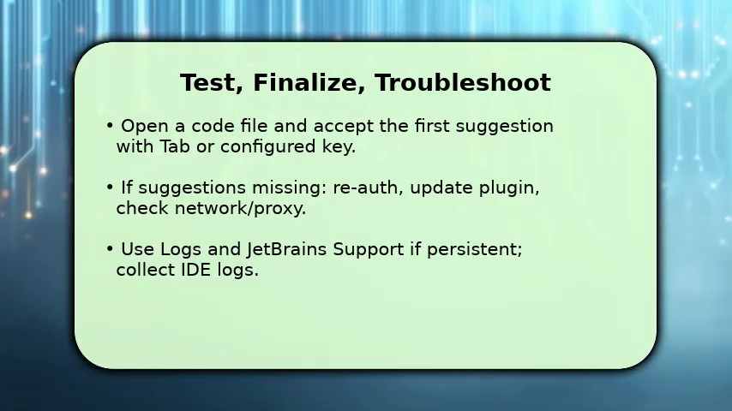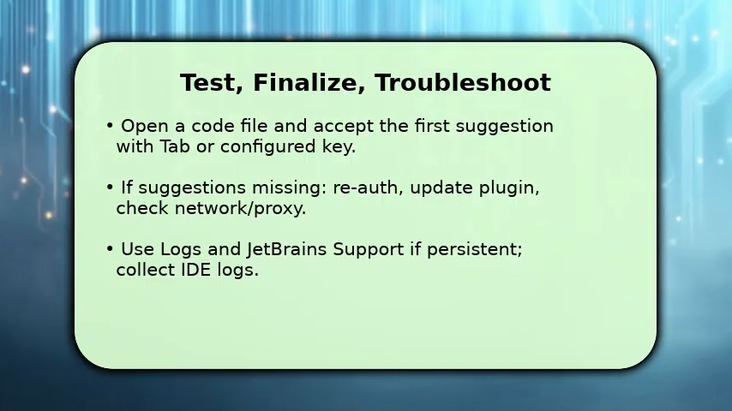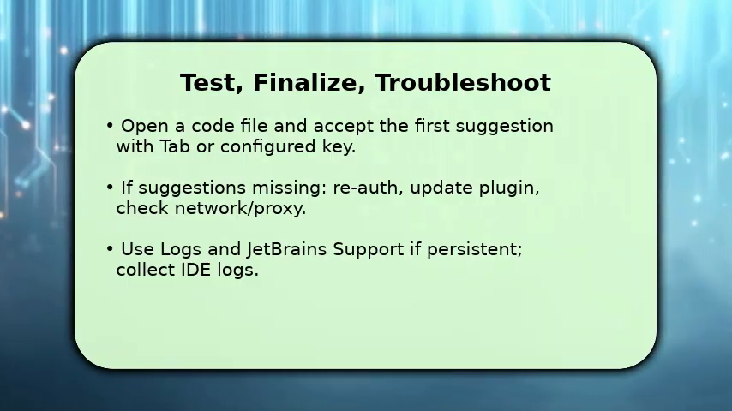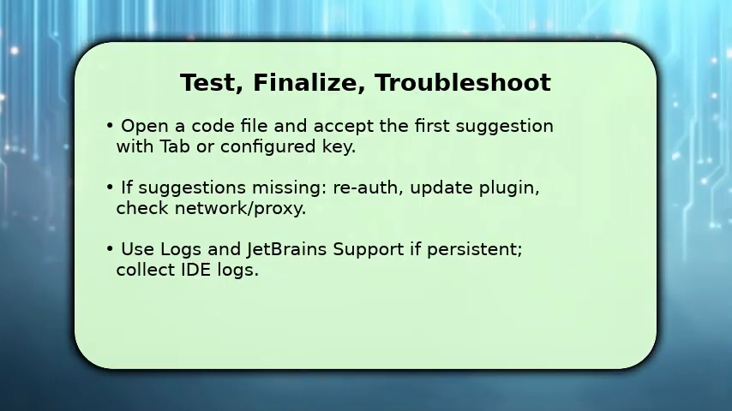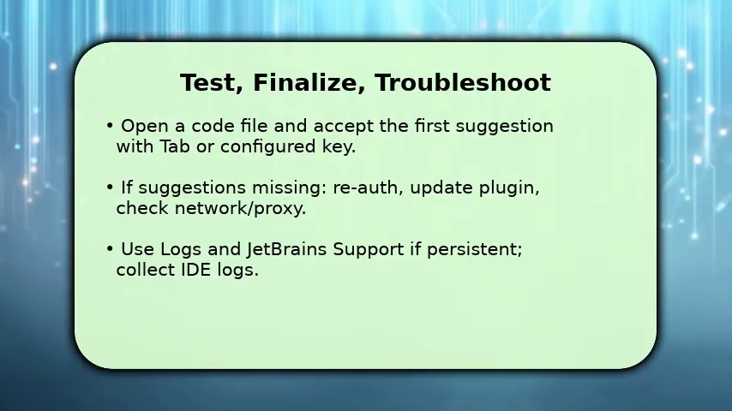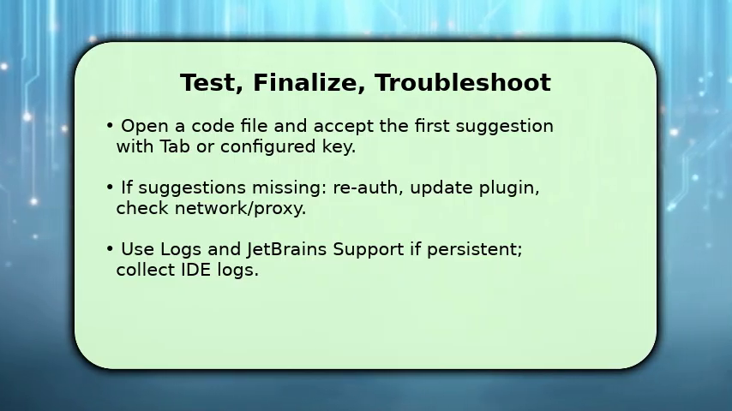If suggestions do not appear, first re-authenticate in Settings, ensure the plugin is up to date, and check network or proxy settings that might block OAuth or API calls. If problems persist, collect IDE logs, Help > Show Log, and contact JetBrains or GitHub support. That log helps troubleshoot authentication tokens or plugin errors quickly.